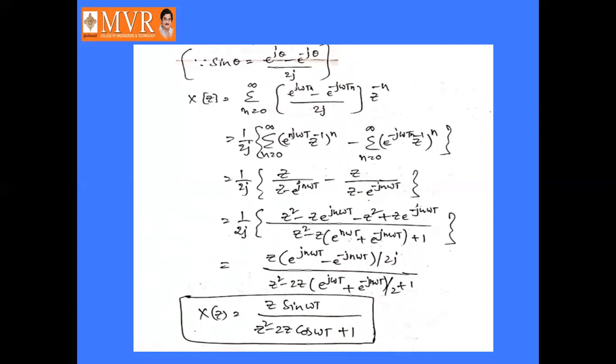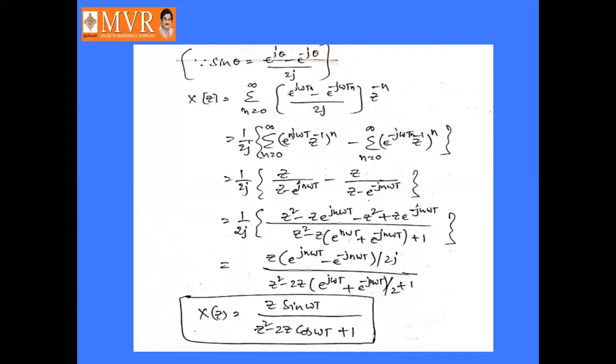By taking LCM, it will become z square minus z into e power j n omega t minus z square plus z into e power minus j n omega t by z square minus z into e power j n omega t plus e power minus j n omega t plus 1, right?